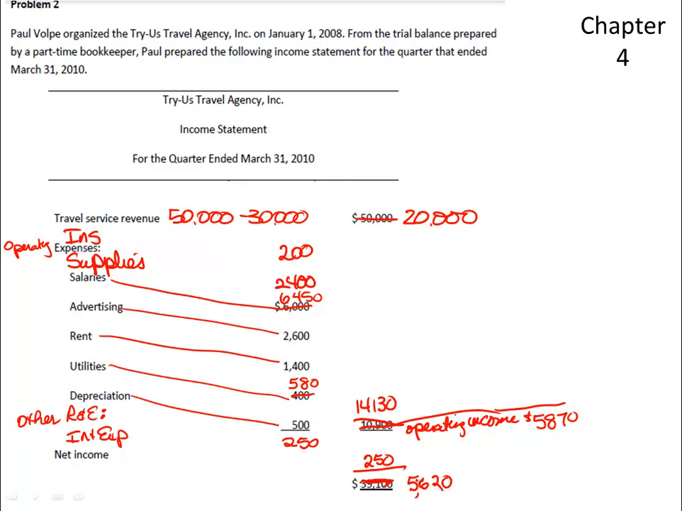Now, if you didn't pull interest expense out as other expenses, it's something to aspire to, because interest is different from day-to-day operations. You don't go into business to borrow money, so it's always classified as an other. Just like interest income would be other revenue, interest expense is other expenses. So to revise this problem, our correct net income is 5,620.